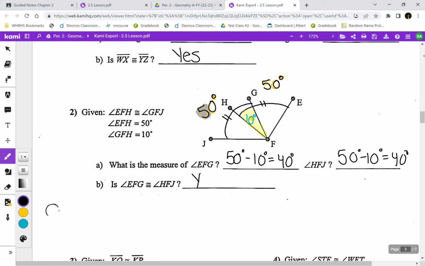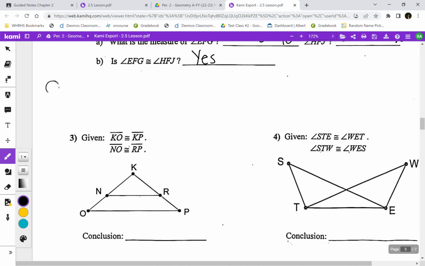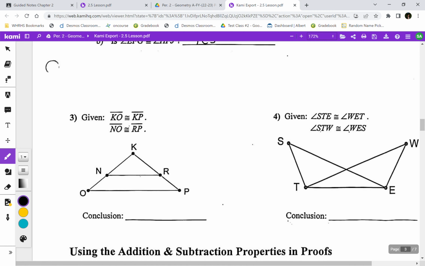Are they congruent? Yes. What do I need you to take away from here? If you have two congruent angles and you subtract the same angle from both of them, the results will still be congruent.